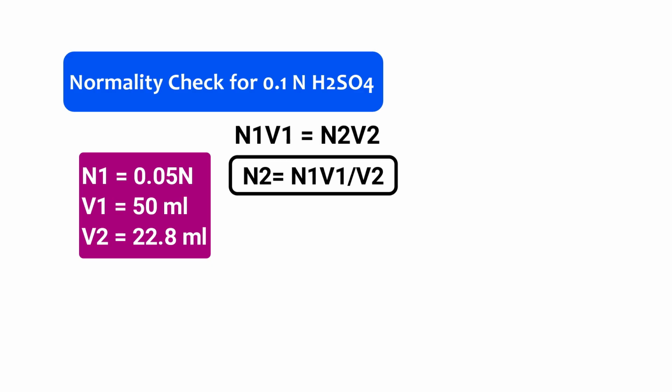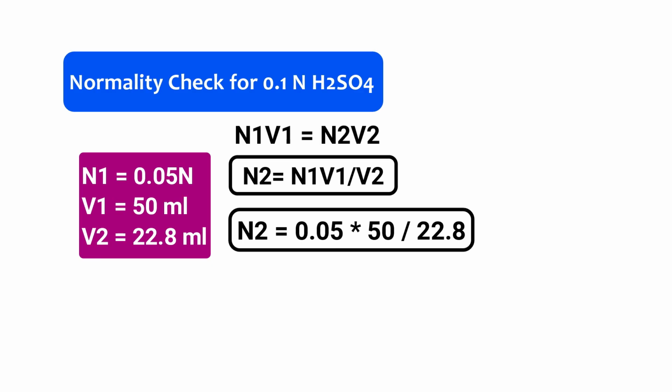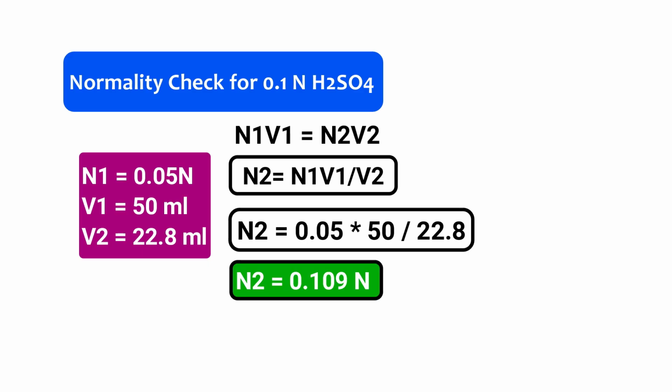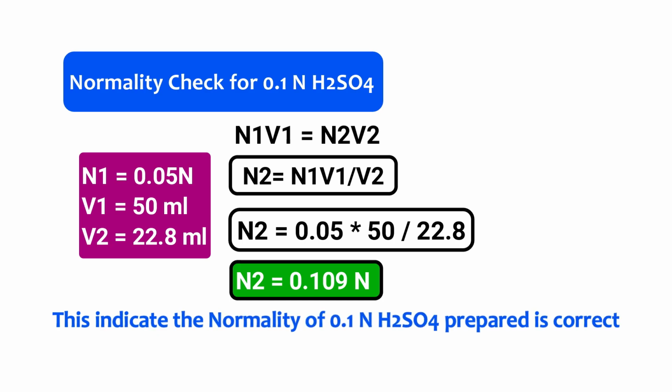So N2 will be equal to N1V1 divided by V2. So N2 is equal to 0.05 times 50 divided by 22.8, and ultimately this will give us the N2 value, which is 0.109 normality, which means that the normality of the prepared sulfuric acid is correct. However, for calculation purposes, we'll use 0.109 as the normality of the prepared sulfuric acid.